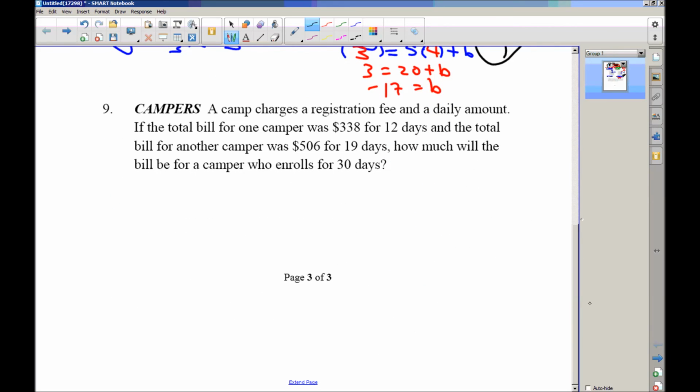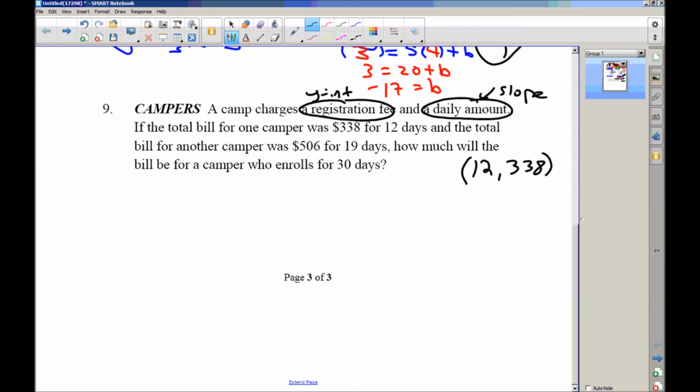Number 9, campers. A camp charges a registration fee and a daily amount. So the registration fee is going to be like our y-intercept. It's a one-time fee. It's our starting amount. And the daily amount they charge is going to be like our slope. Okay. So if the total bill for one camper was $338 for 12 days, so our input 12 makes an output of $338. And the total bill for another camper was $506 for 19 days. So input of 19 days makes a bill of $506. We want to find out what will the bill be for a camper who enrolls for 30 days.